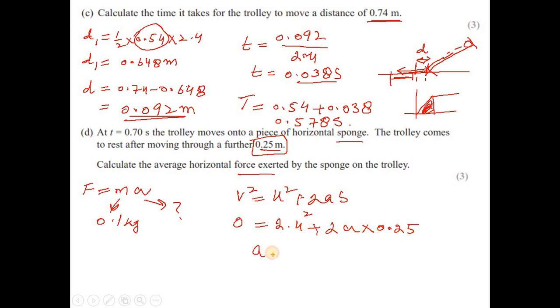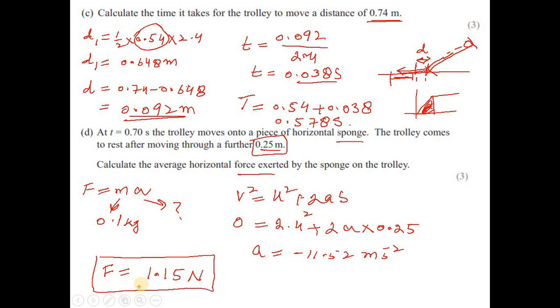So acceleration would be equal to minus 11.52 meter second minus 2. Now you have acceleration, you have mass, so you can figure out force. So F is equal to ma, and if you substitute the acceleration here, F is equal to 1.15 Newton. This is the average resistive force.